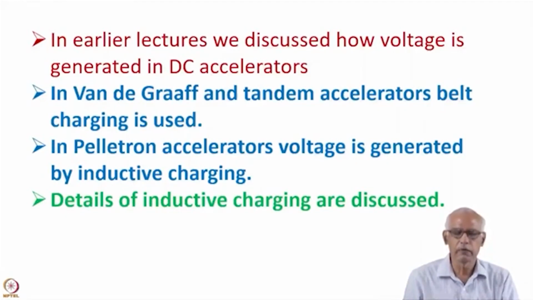In the case of Van de Graaff accelerator and initially in tandem accelerators, the voltage was generated by charging the capacitor formed by the high voltage terminal and the high pressure vessel. In the case of pelletron, however, the voltage is generated by a much better charging system, that is called the inductive charging system. Although I discussed this in the last lecture, I would like to give some more details of this inductive charging in this lecture also.